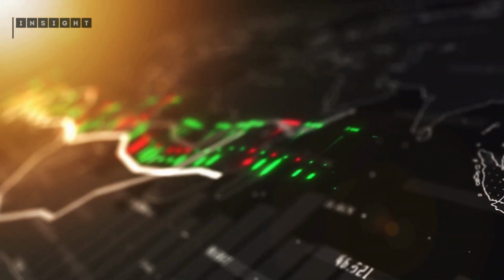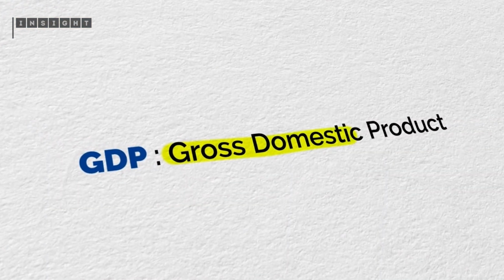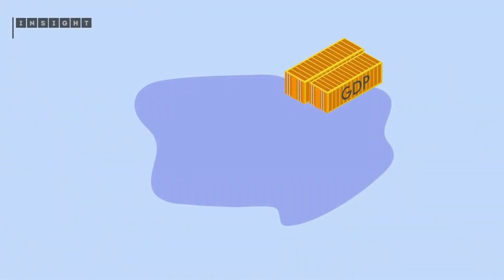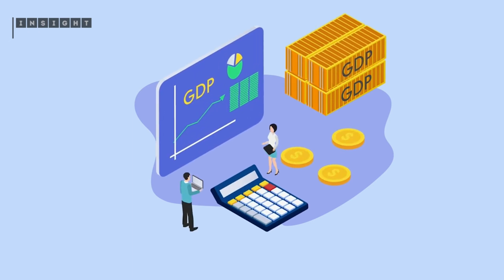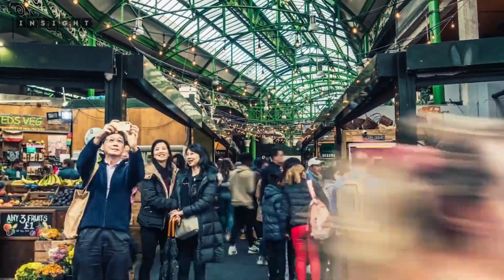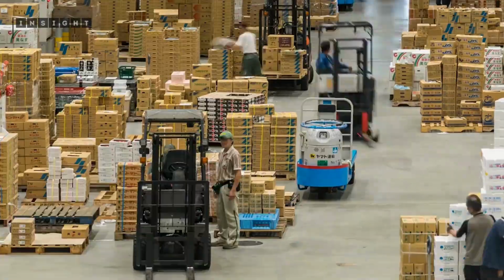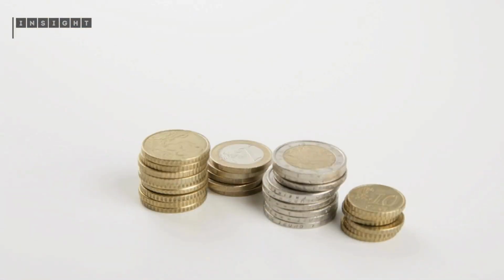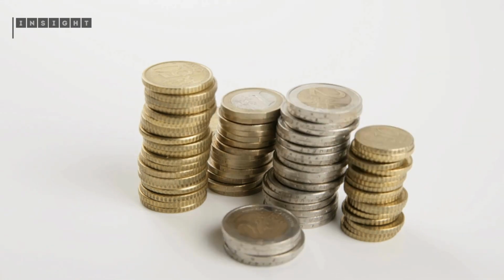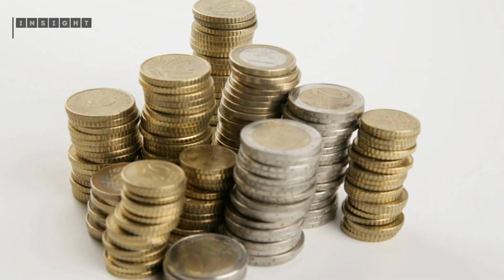This is where the GDP comes into play. Gross Domestic Product, or GDP, is essentially the total value of all goods and services produced in the country within a year. Think of a country as a giant market where people and businesses are constantly buying and selling things: cars, clothes, food, services, etc. GDP is like adding up the value of all these transactions to see how much economic activity is happening in that country.